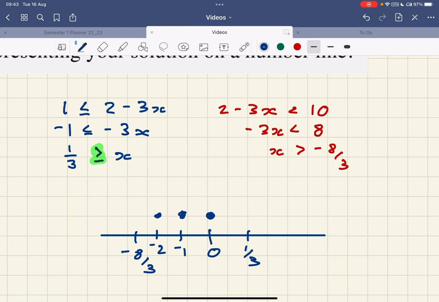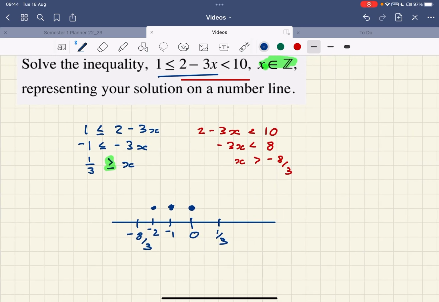So, important thing here to take away. 1, look at this part here. Secondly, solving the double inequality and looking in 2 parts and looking for that negative division or negative multiplication, flip the sign.